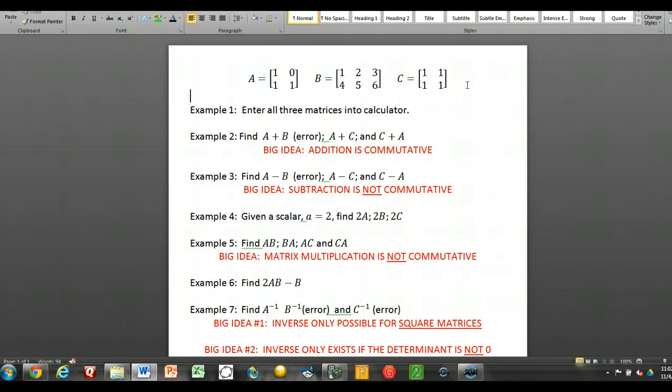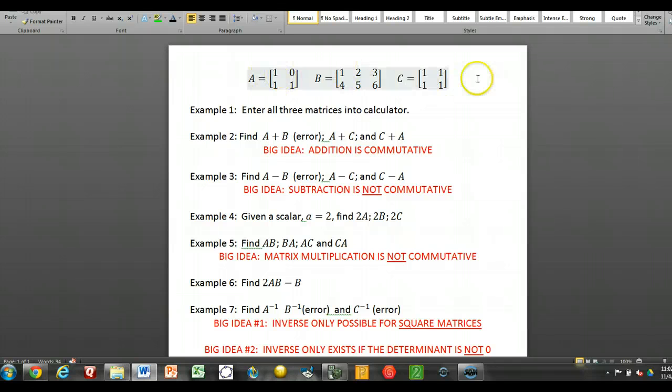Example 3 we'll discuss subtracting matrices. Example 4 will be discussing scalar multiplication. Example 5 will be matrix multiplication. Example 6 will be putting all of these previous ideas together, and then finally example 7 will be discussing how to find the inverse matrix. So let's go ahead and start with example 1.